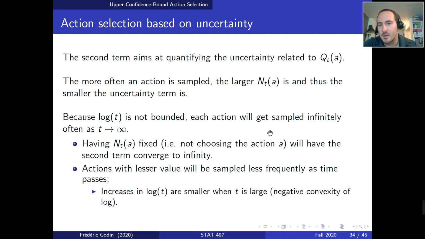Okay, so this is repeating what we just said. The larger n is, the more certainty there is about an action, and therefore the less likely we are going to sample it because we need to spend less time exploring with this action.